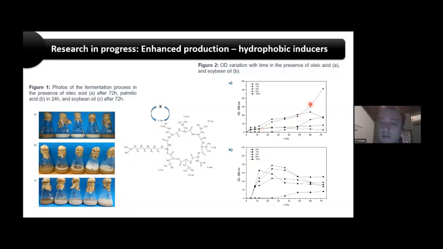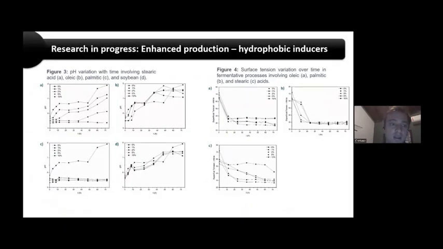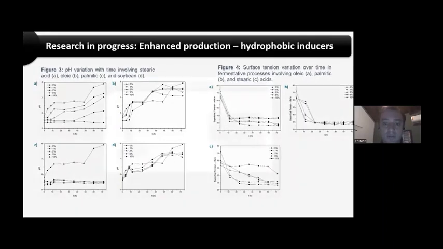So in order to identify this change, the addition of the inducer, oleic acid, palmitic acid, and so on, changed the microbial growth, as you can see here. And it also changed the pH, sorry, and surface tension, which is a direct measurement of biosurfactant produced. So there's a really strong effect when you use some inducers with cassava water as a low-cost medium.